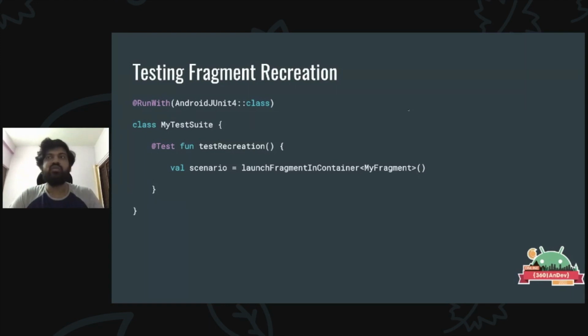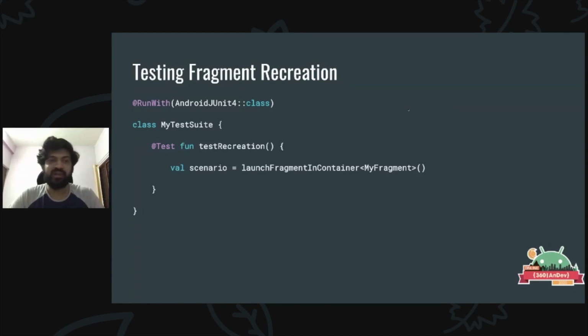You don't really need to actually create an activity and then add a fragment. You don't really have to do all that manual process. You can just launch your fragment in a container. And the best part is you can provide arguments, specific themes, and a lot of other things by using this launch fragment in container method. So the launch fragment in container method returns to you a scenario. Now, if you see, launch fragment in container takes just the fragment class name. You don't really create a fragment on your own.